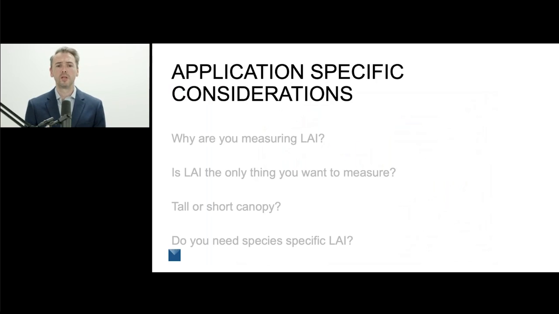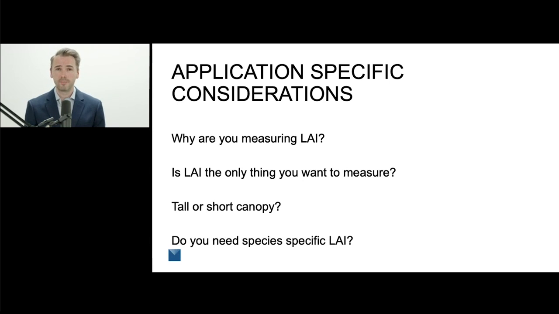So I want to just wrap up with asking you a couple of questions that I would like you to think about when you are asking these questions. Starting with, why are you measuring LAI? Is LAI actually the parameter that you are interested in? Sometimes people want to measure LAI because they want to get at transmitted light or fractional interceptance.